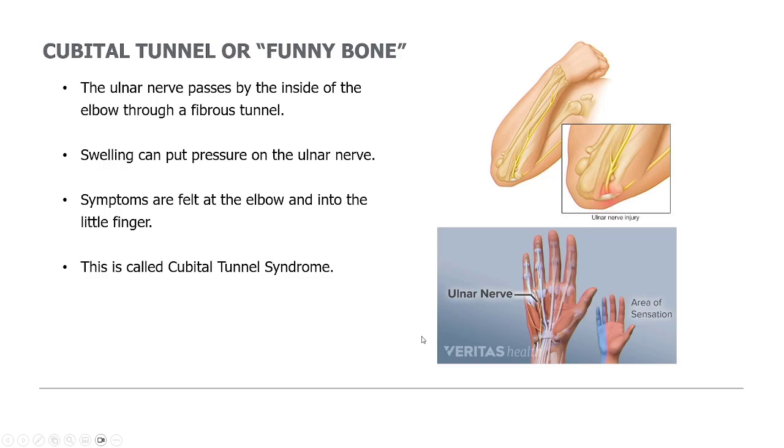You get the cubital tunnel, or even the funny bone. Some people call it that. It's the ulnar nerve, which passes by the inside of the elbow through a fibrous tunnel. Swelling can put pressure on the ulnar nerve. Symptoms are felt at the elbow and even into the little finger area, which is kind of interesting. They call it cubital tunnel syndrome. So this particular one, it does affect which part of the body? Not only the elbow area, but also affects what? The pinky or the small finger on the body. So that's another example of what to look for there.